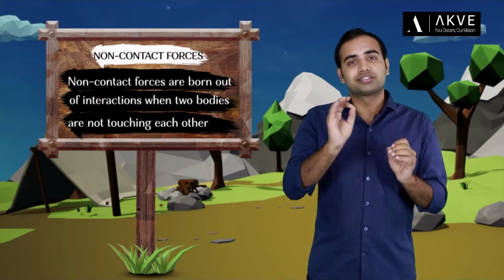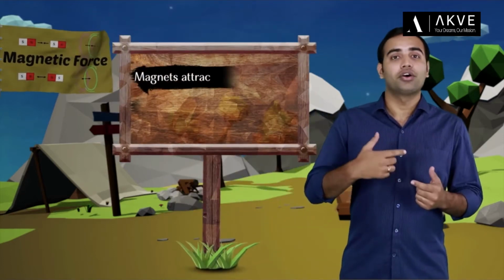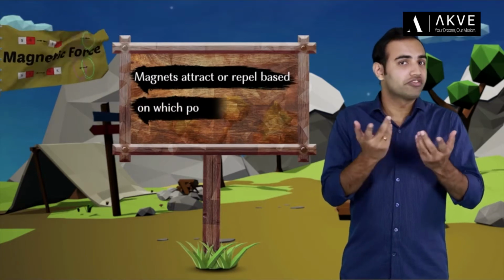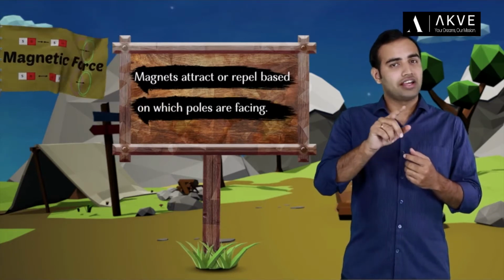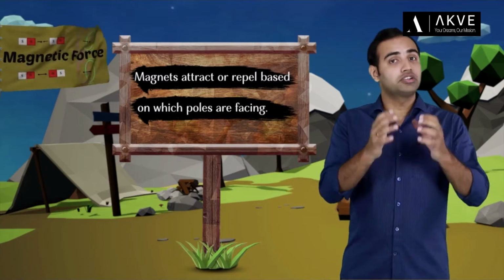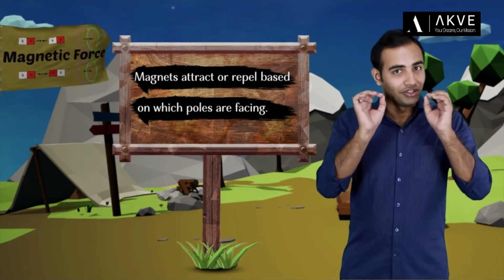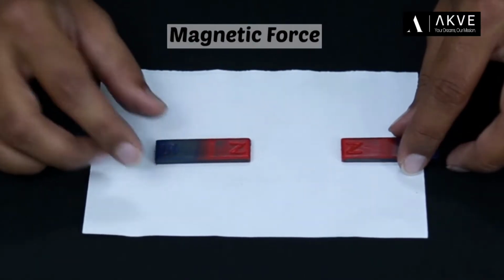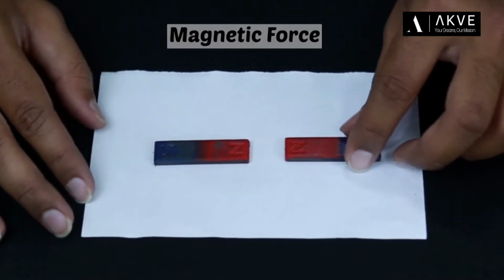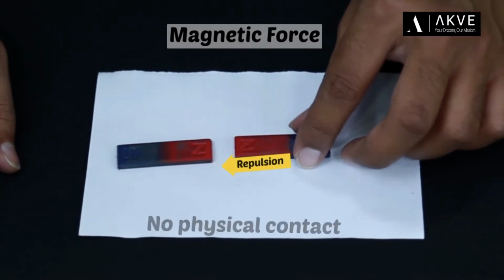Now, the classic example of a non-contact force would be the magnetic force. We talked about magnetic forces in the last video as well, but in case you missed it, let me remind you that when two magnets are brought close to each other, they either attract or repel based on which poles are facing. Both the attractive and the repulsive forces together are called the magnetic forces, and they are non-contact in nature. For instance, you can see here that the like poles of the two magnets are facing each other. The result is a repulsion between the two.